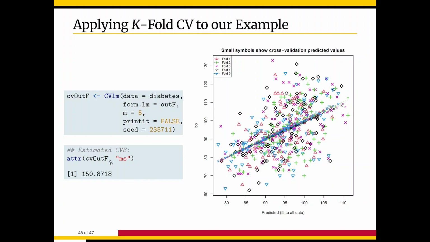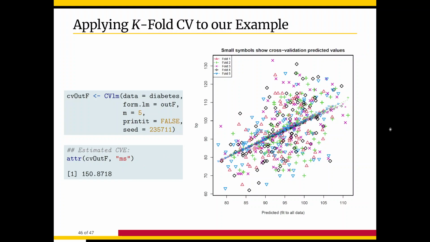And specifically, the name of the attribute is ms, for mean square. This is an estimate of the mean squared error, so that's what that means. And we see that it is 150.8718. So this is the cross-validation error estimate. This is the average of the 5 mean squared errors that we got out of these folds. And this is for our full model.